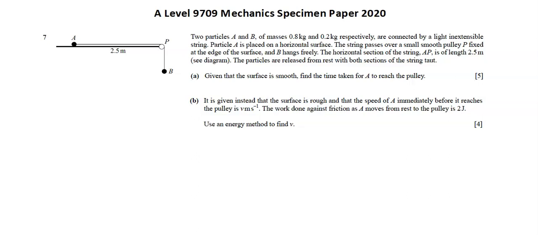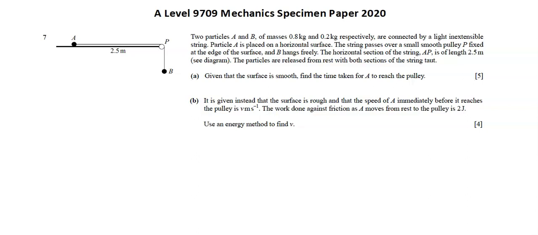Two particles A and B of masses 0.8 kilograms and 0.2 kilograms respectively are connected by a light and extensible string. Particle A is placed on a horizontal surface. The string passes over a small smooth pulley P fixed at the edge of the surface, and B hangs freely. The horizontal section of the string, AP, is of length 2.5 meters. See diagram. The diagram is given on the left. The particles are released from rest with both sections of the string taut.